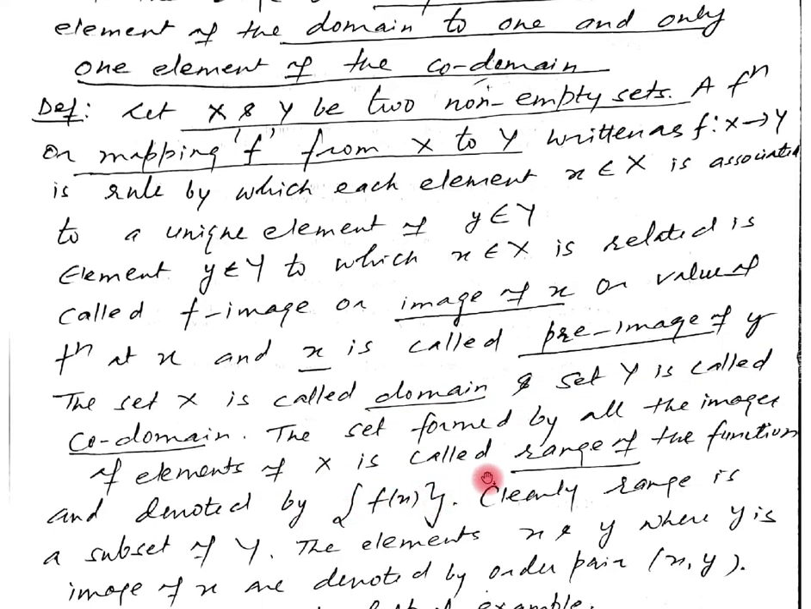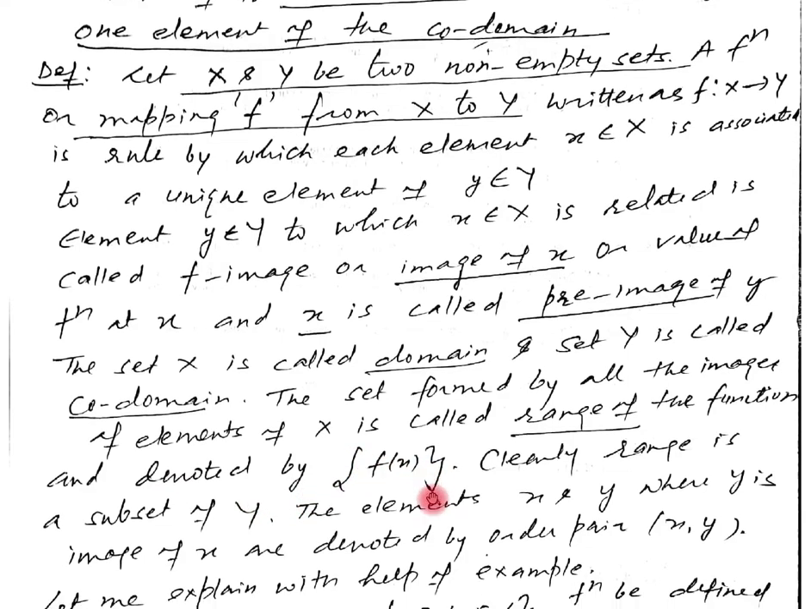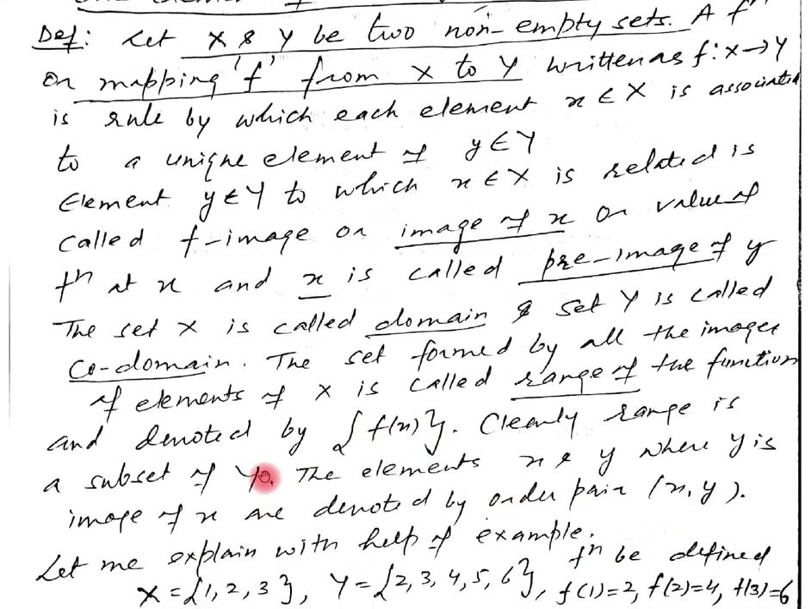The set formed by all the images of the elements of X is called the range of the function. It means the set of those elements of Y which are related with the elements of X, that is known as what? The range of the function. It means the range is always a subset of what? The codomain of the function. It is denoted by {f(x)}. Clearly, the range is a subset of Y.